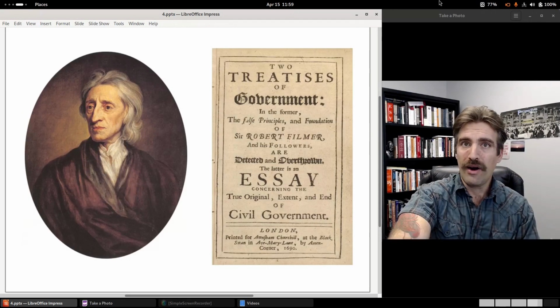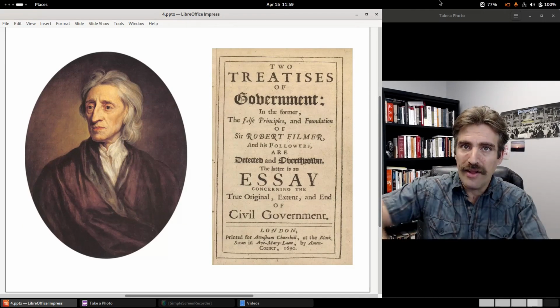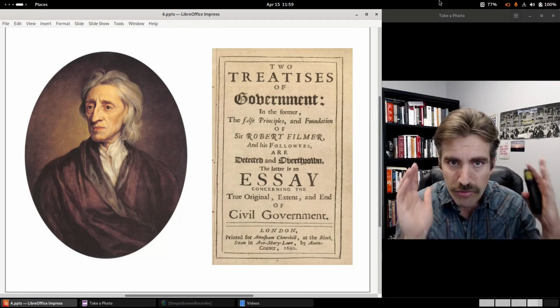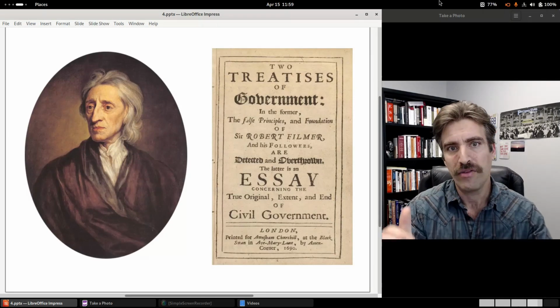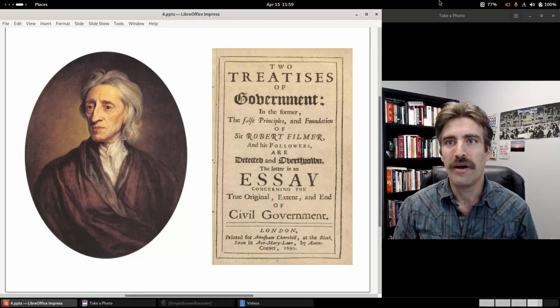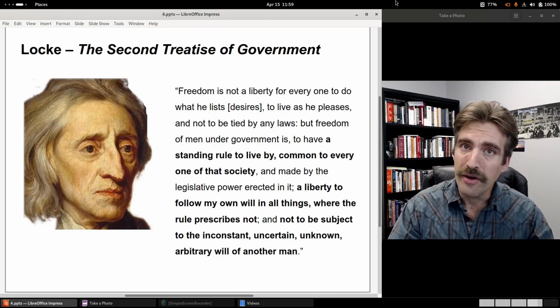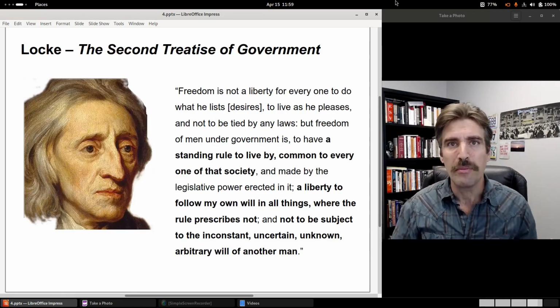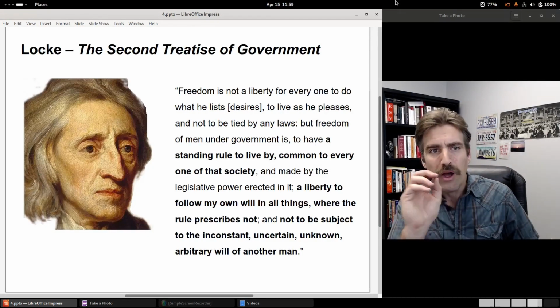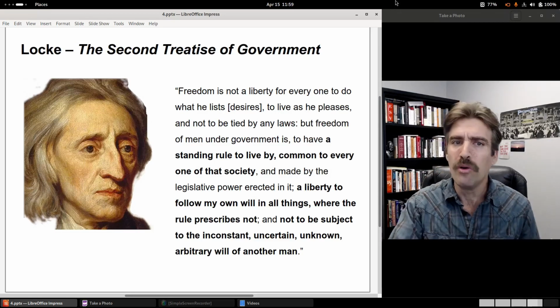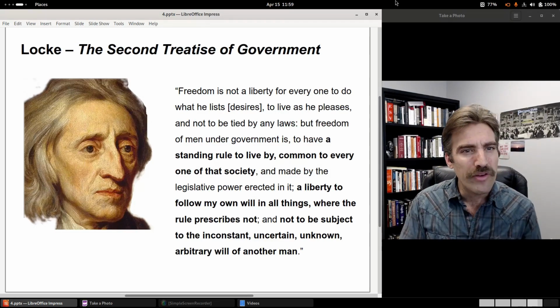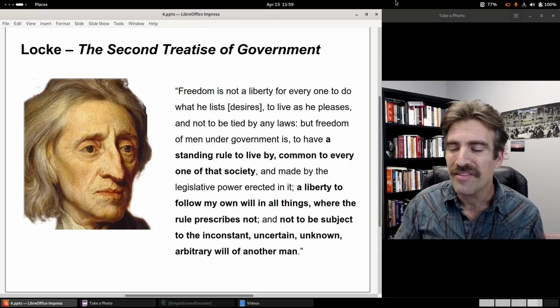Of course, we are analyzing and taking a close look at Locke's famous Second Treatise of Government. And as a reminder, we saw this last time, but repeat. Locke defines freedom as, quote, not a liberty for everyone to do what he desires. That's libertinism.